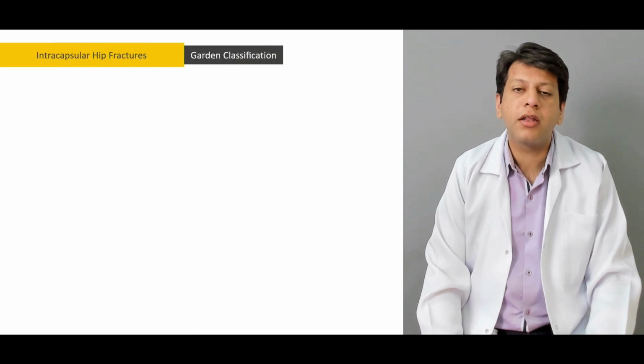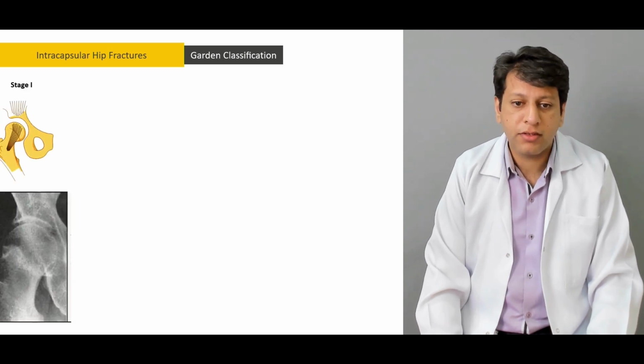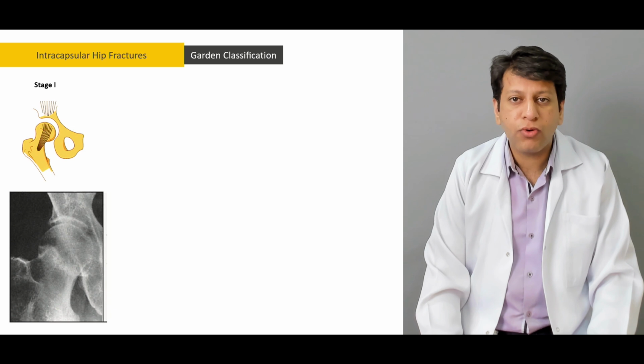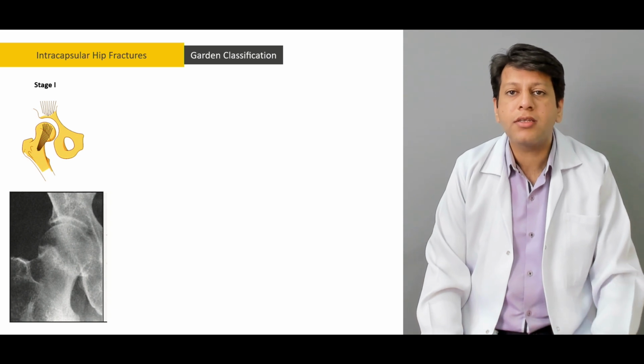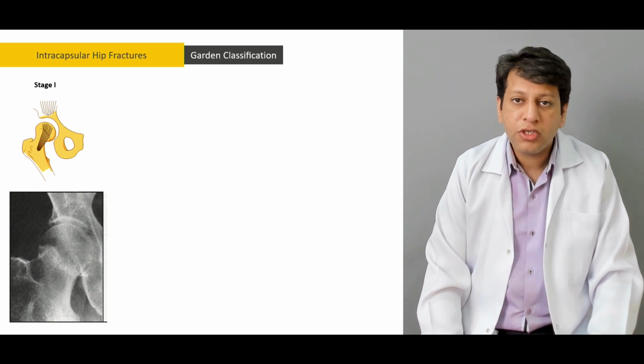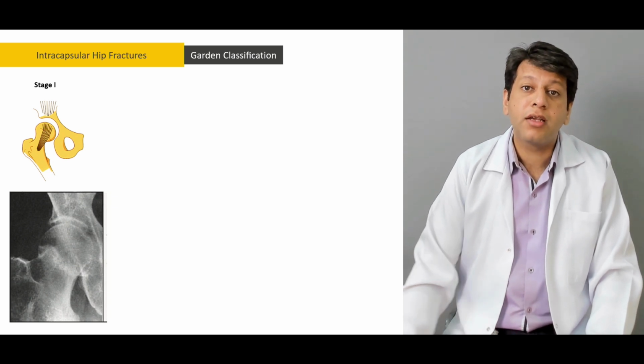Now coming to the Garden classification. The Garden and Powell classification is basically for neck of femur fractures. It has 4 subtypes. Stage 1 is what we call Garden 1. What is Garden 1? It is an undisplaced fracture with a partial fracture as well, with valgus impaction.